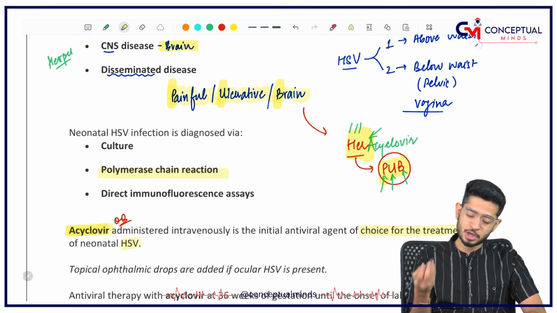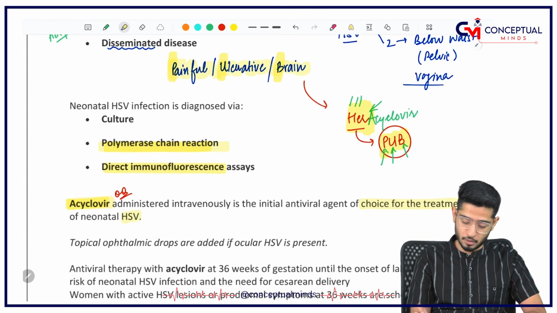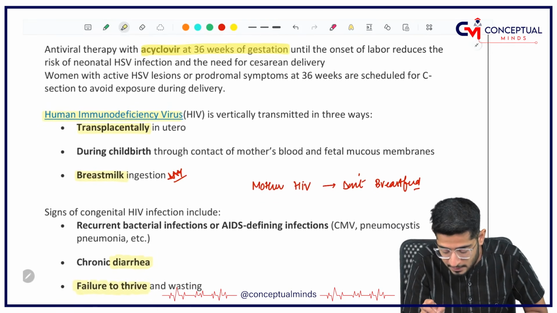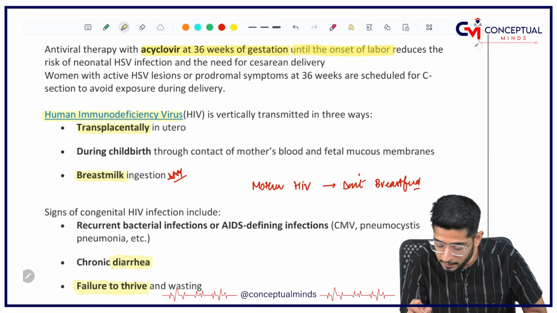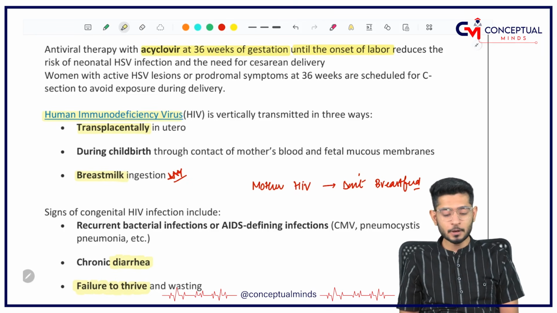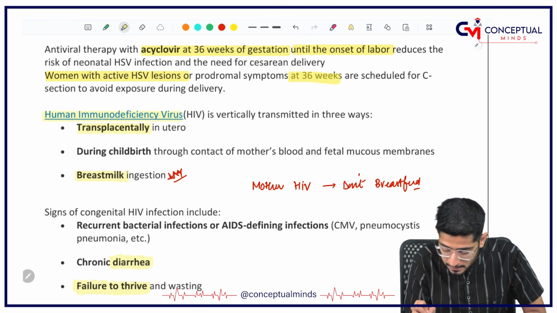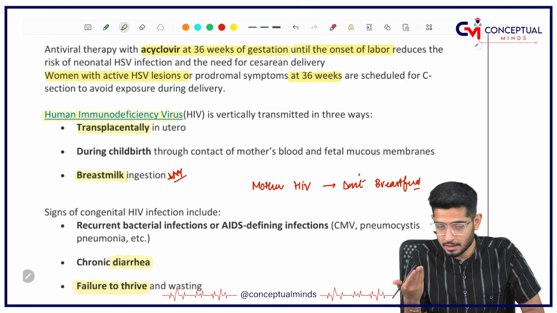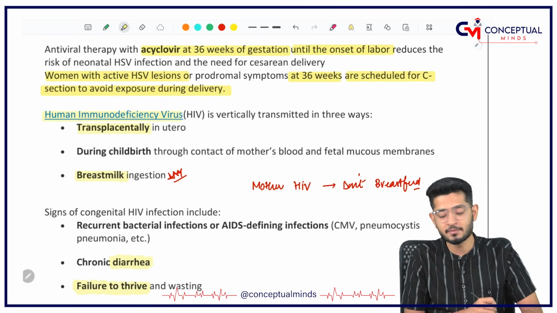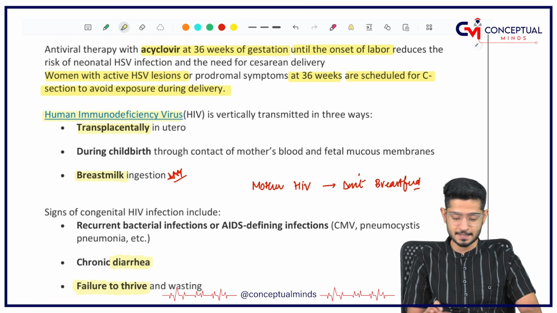Okay. How will you check? So it can be diagnosed with the polymerase chain reaction and direct immunofluorescence also. Okay. Remember, the antiviral therapy with acyclovir at 36 weeks of gestation we are going to give until the onset of labor, right? It reduces the risk of neonatal HSV. Okay. So the women with active HSV at 36 weeks, if you are not giving acyclovir or something, they are scheduled for cesarean section. Why? Because the transvaginal exposure is maximum. Okay, that's why we do the cesarean section.